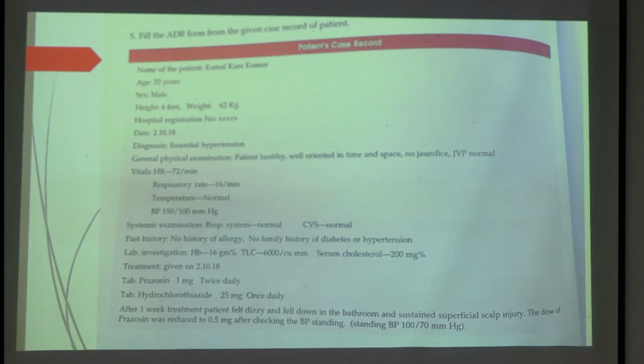After 1 week of treatment, patient felt dizzy and fell down in the bathroom and sustained superficial scalp injury. The dose of Prazosin was reduced to 0.5 milligram after checking the BP in standing. Age 32, gender male, weight 62 kg, given reaction 9, 10, 18, and 19, 18, and even he felt dizzy and fell down in the bathroom and sustained superficial.